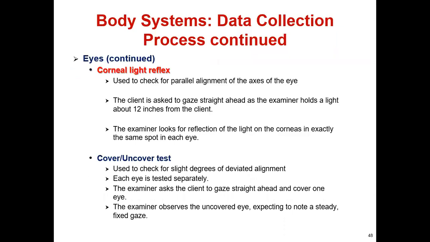Next one is called the corneal light reflex. It is used to check for parallel alignment of the axes of the eyes. The client is asked to look straight ahead as the examiner holds a light about 12 inches from the client. The examiner also looks for reflection of the light on the corneas in exactly the same spot in each eye.